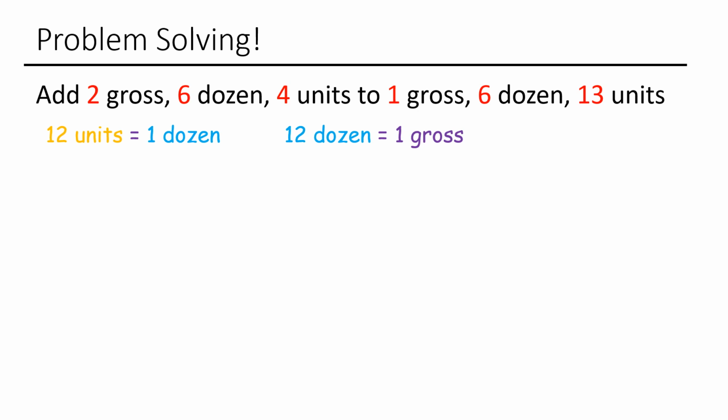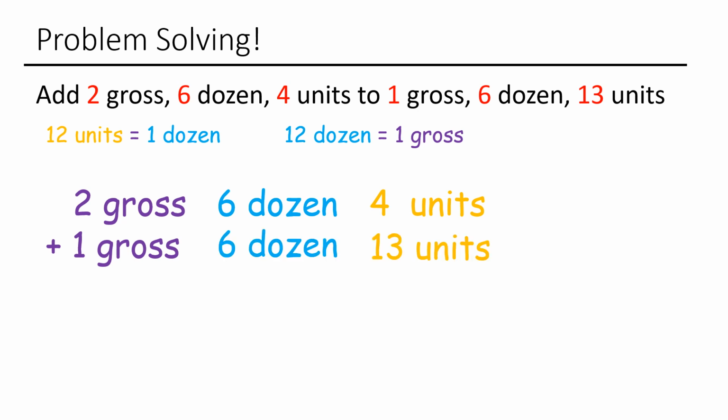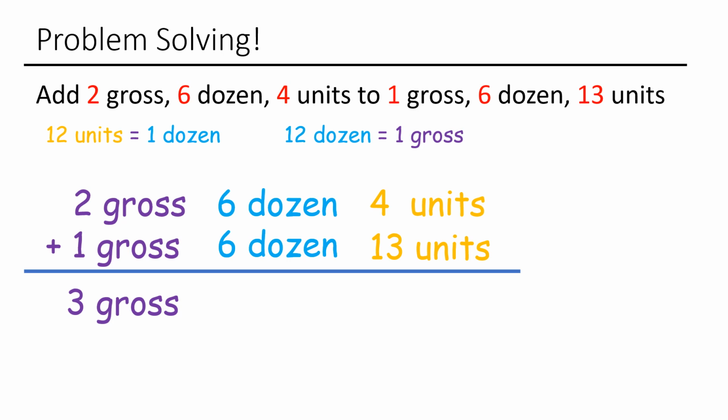So in order to solve this problem, I'm going to take the 2 gross, 6 dozen, 4 units. And then I'm going to add the second set, which was 1 gross, 6 dozen, 13 units. Now I'm going to set them up vertically and add them together. So 2 and 1 gives me 3 gross. Then I have 12 dozen, and I have 17 units.